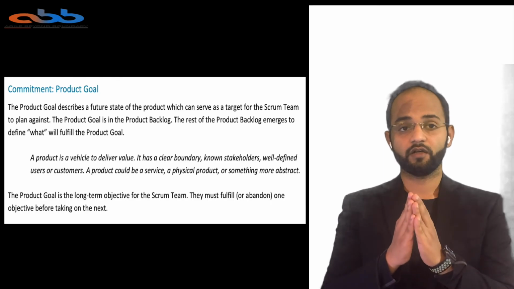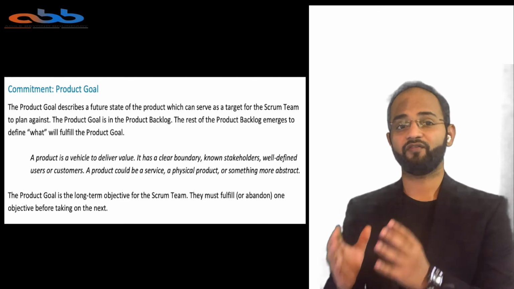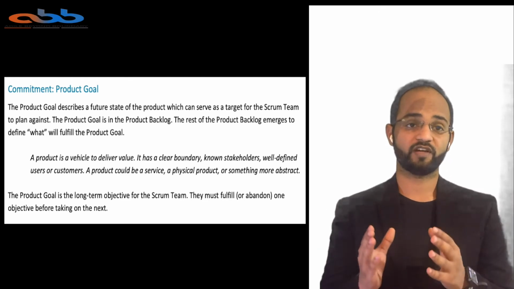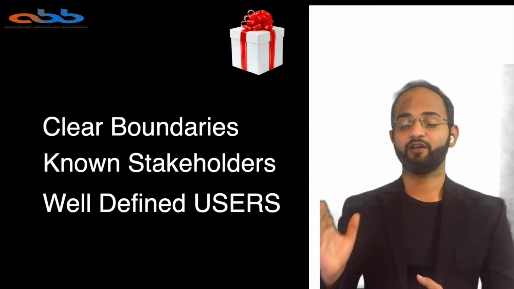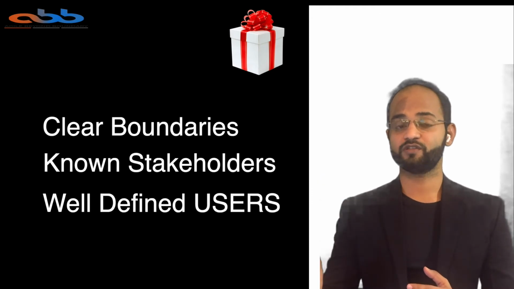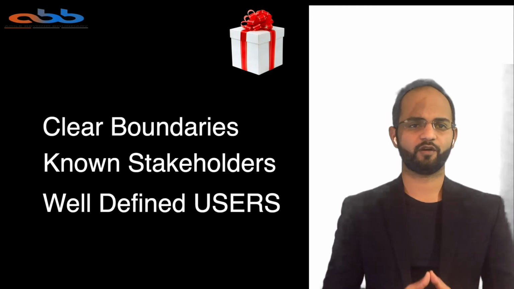Next few changes are around the Scrum artifacts. Scrum Guide 2020 clearly defined what the artifacts are and what the purpose of each artifact is, why they are useful and what value they are trying to deliver. For example, the Scrum Guide clearly defines what a product is. A product is nothing but a vehicle to deliver value, which has clearly defined boundaries, known stakeholders, and clearly understood users and customers. A product can be tangible, intangible, or it can be a service.